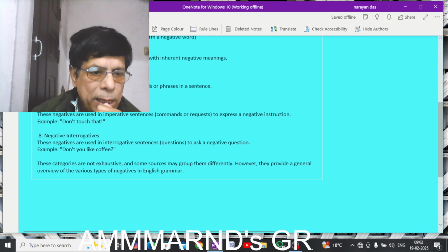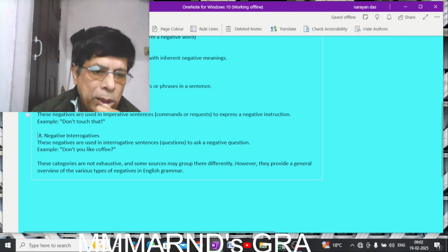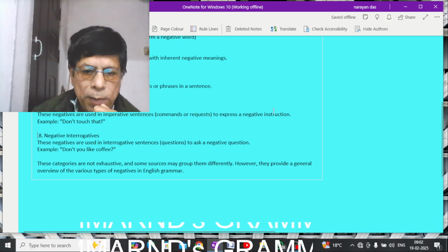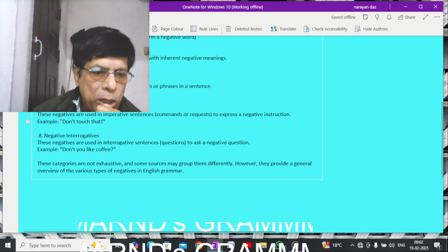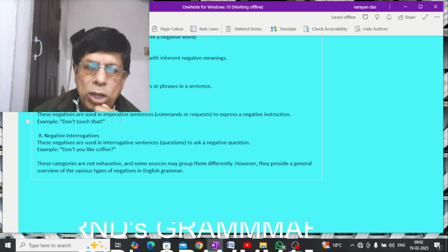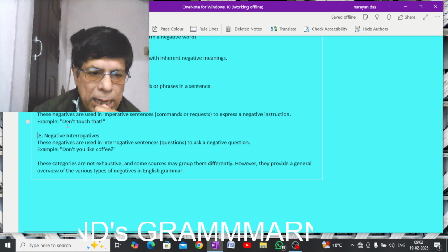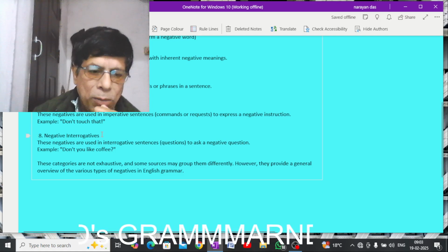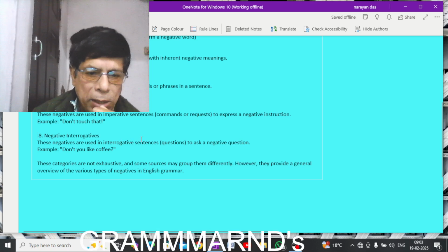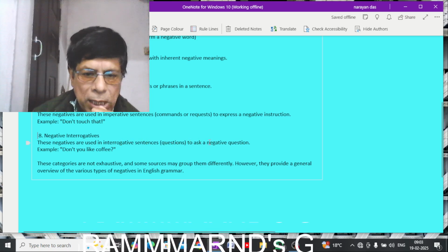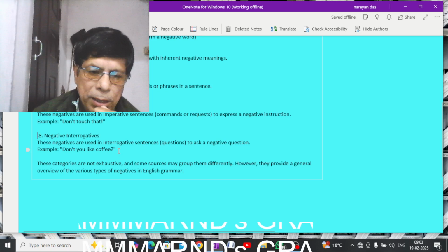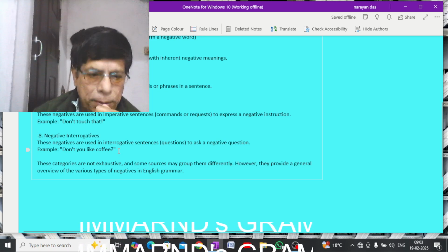Now, negative imperatives. These negatives are used in imperative sentences, commands or requests to express a negative instruction. Example, don't touch that, don't go there, don't stand up in the middle. Then negative interrogatives. This is a very common type. These negatives are used in interrogative sentences or questions to ask a negative question. For example, don't you like coffee? Don't you go there often?